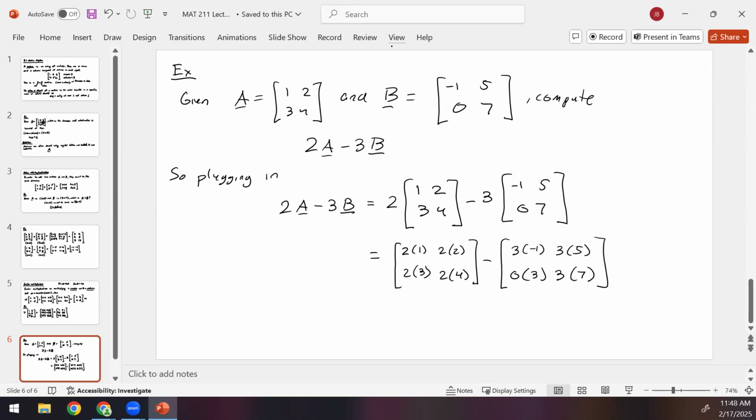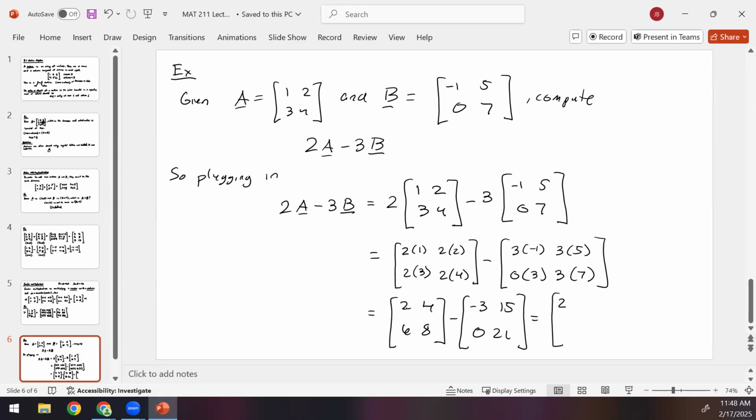So what I've seen people do is they'll distribute the minus sign in there, but then they put a minus sign outside, and you've basically done the opposite of what you wanted to do. So you just got to be careful with that. 2, 4, 6, 8 minus -3, 15, 0, 21. And then we get 2.